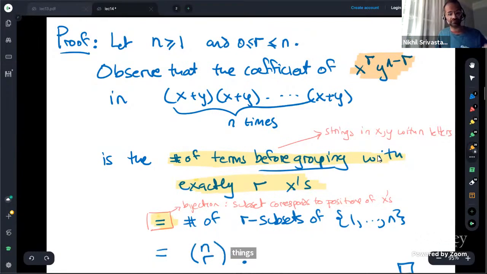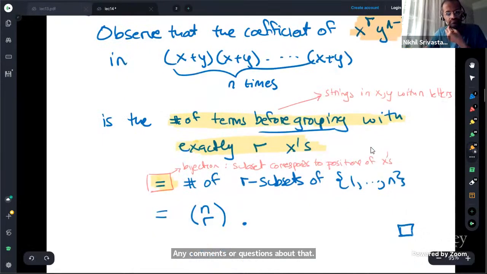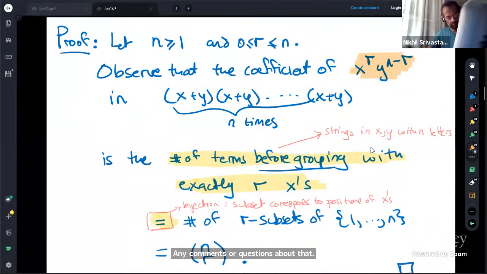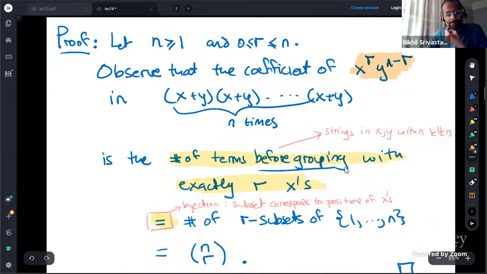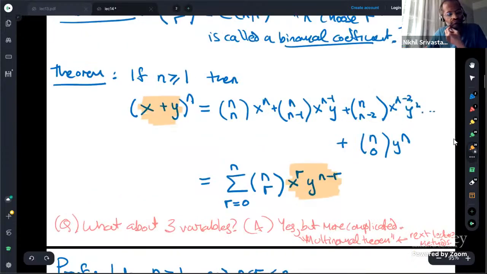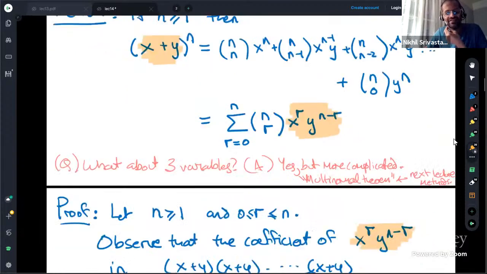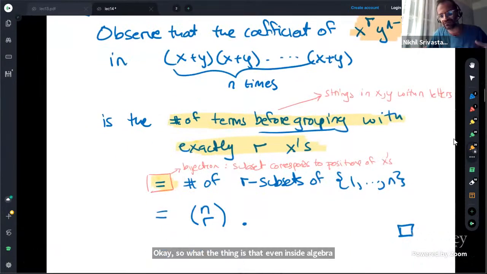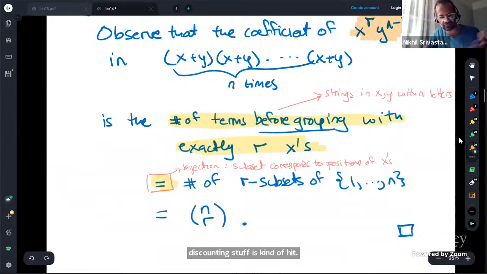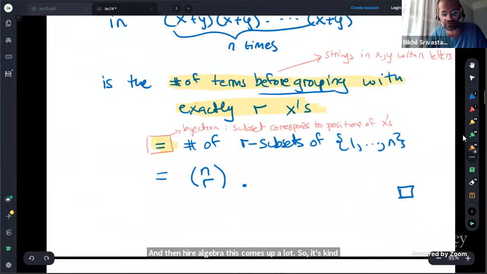Any comments or questions about that? Okay, so what they're saying is that even inside algebra, this counting stuff is kind of hidden. And in higher algebra, this comes up a lot. So if you're a math major, this is definitely going to come up a lot.